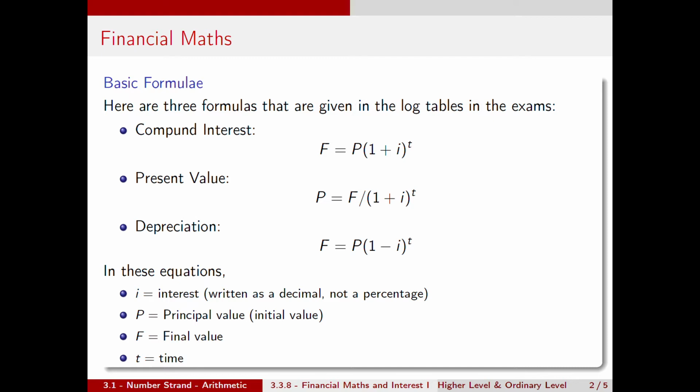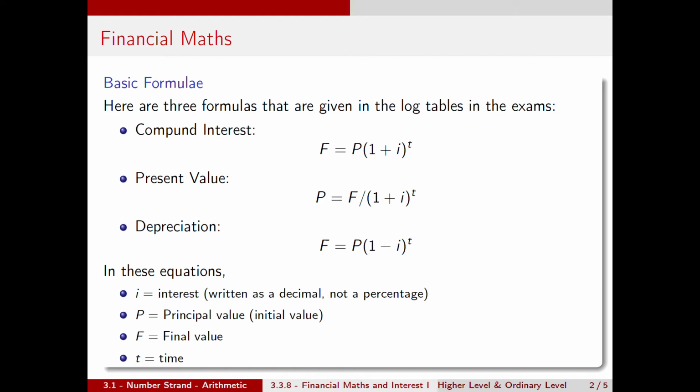In the equations above, we see that I is equal to interest. So this is written as a decimal and not as a percentage. In the question, it will be given in the form of a percentage. You will need to convert it from percentage into a decimal. And the previous video in this series is devoted to that kind of thing.